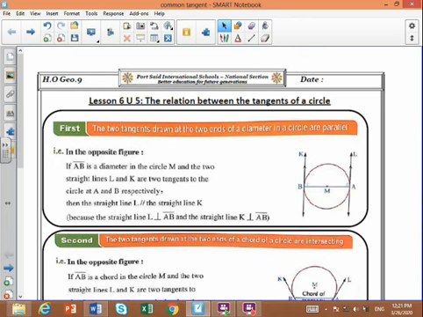We still have 2 lessons, this lesson and one more. This lesson is called the relation between tangents of a circle.